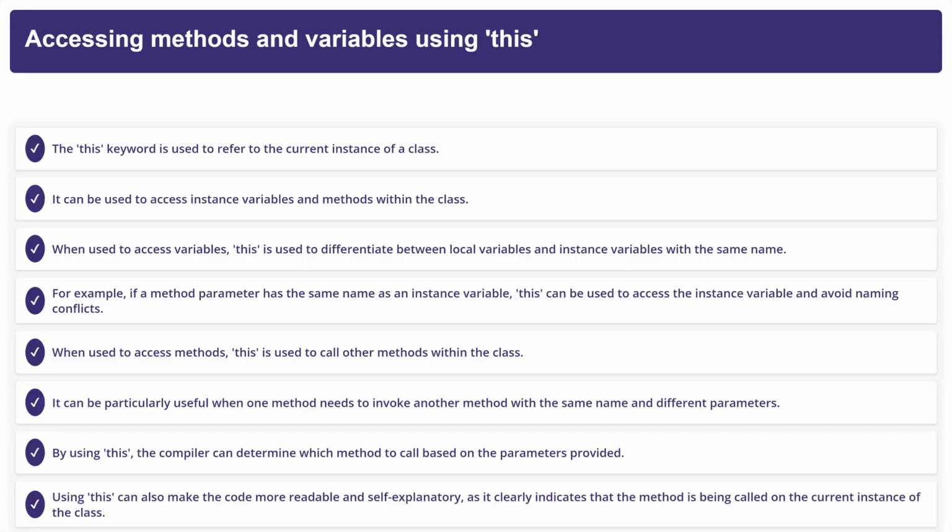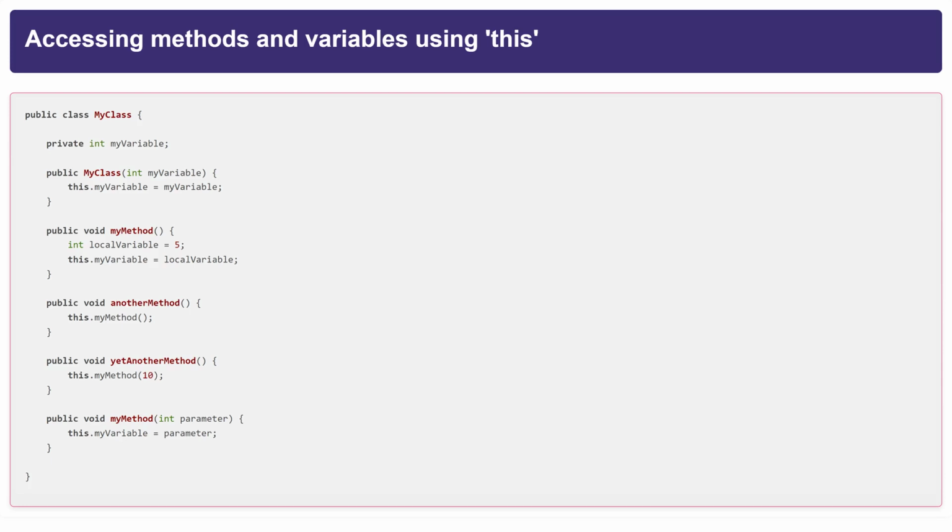This keyword is used to refer to the current instance of a class. It can be used to access instance variables and methods within the class. In the code snippet, this keyword is used to access instance variables and methods within the class. It is used to differentiate between local variables and instance variables with the same name. It can also be used to call other methods within the class, indicating that the method is being called on the current instance.